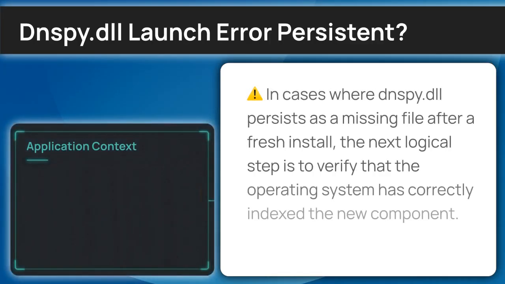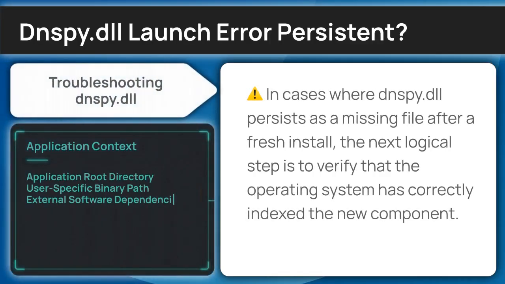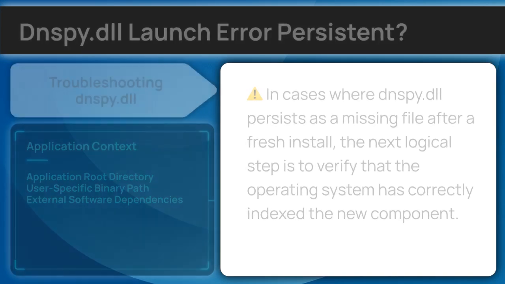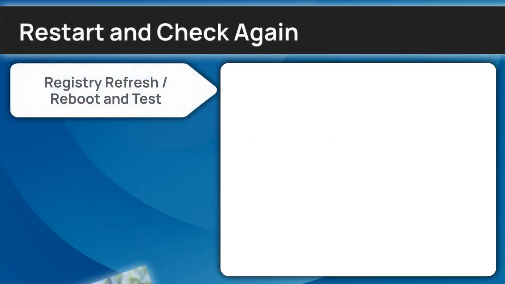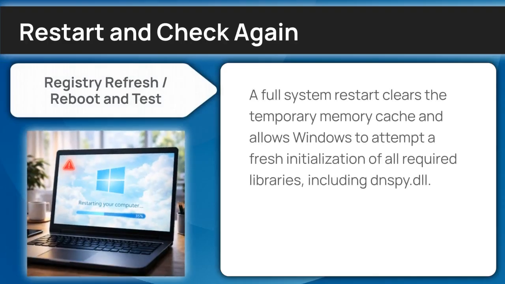In the event the error remains visible, it indicates we need to verify the environment's ability to register new shared resources. If your system has been running for an extended period, a reboot might be necessary to resync your background processes and clear any temporary locks on the Dnspy library file.